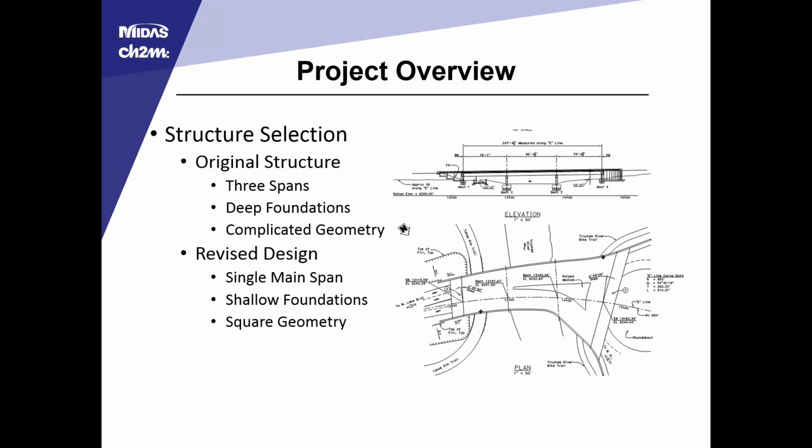A little bit on the structure selection. The original structure had 3 spans with deep foundations and pretty complicated geometry. A portion of the bridge supported a traffic circle, and that led to the geometry that we can see on the left-hand side, the wide flare and non-parallel girders. So the design was essentially revised to rely on a single main span with shallow foundations and square geometry.